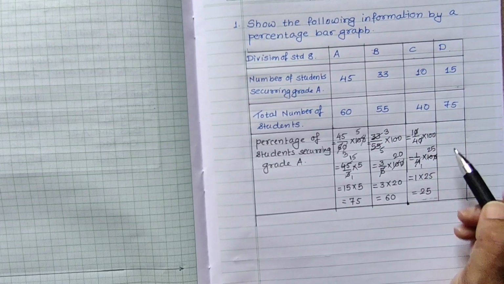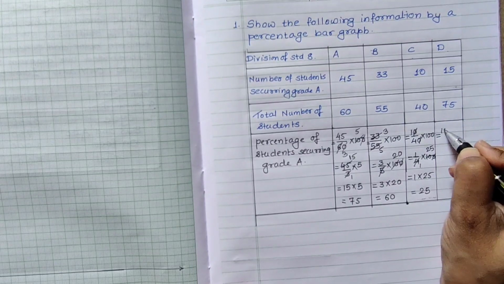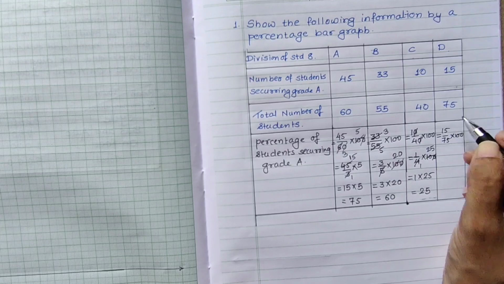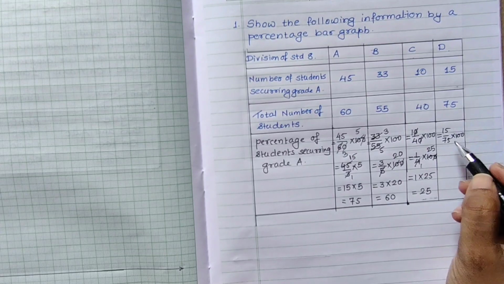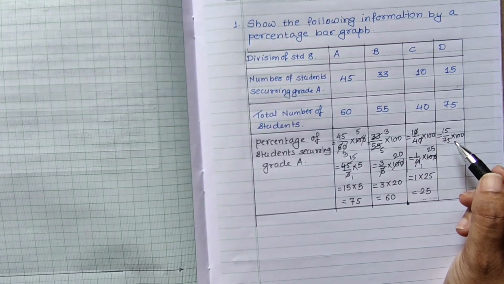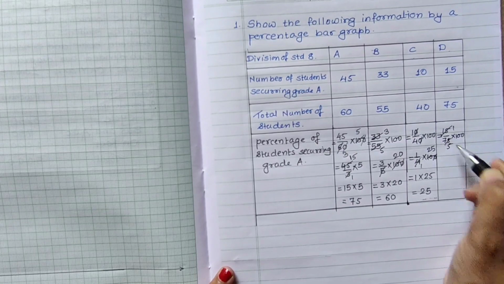Now let us find out in division D. So here it is 15 upon 75 multiplied by 100. Now 15 and 75, we can see here this 75 is cancelled by 15. It is in the table of 15. So 15 ones are 15 and 15 5s are 75.